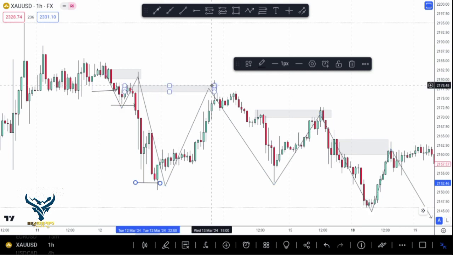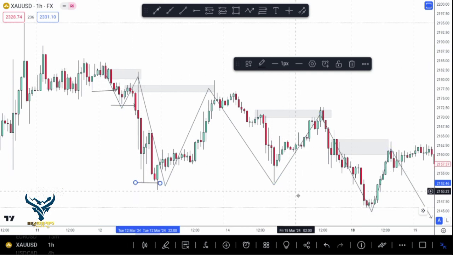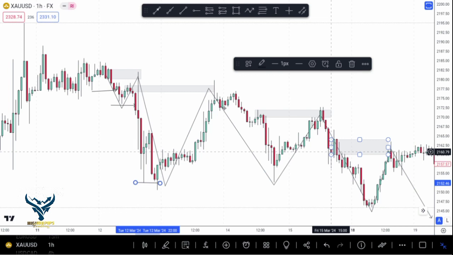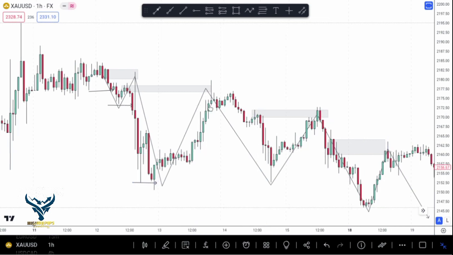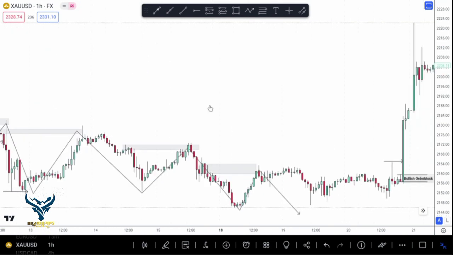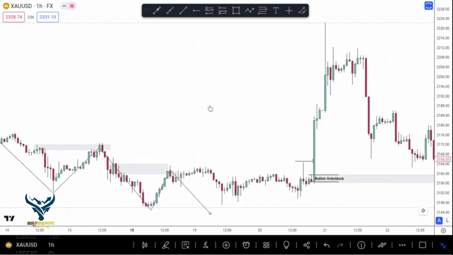It came up. It found resistance on this order block. It didn't go all the way to break this high. It came down to break the previous low again, continuously going down. Okay, same applies for a bullish market structure. Let's look for a bullish market structure.